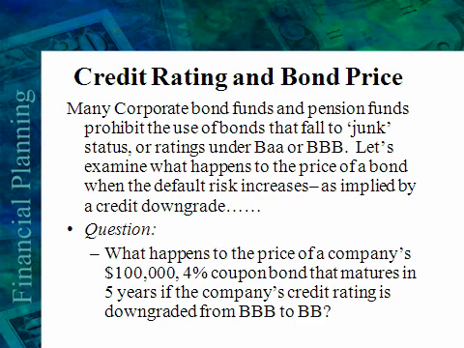a credit downgrade. Question: what happens to the price of a company's $100,000 4% coupon bond that matures in 5 years if the company's credit rating is downgraded from BBB to BB, from the lowest investment grade rating to the highest junk rating?